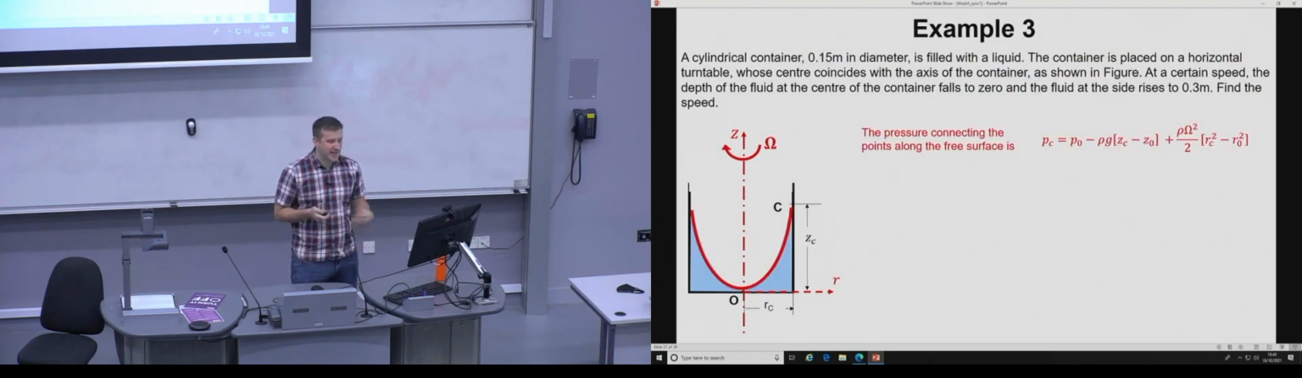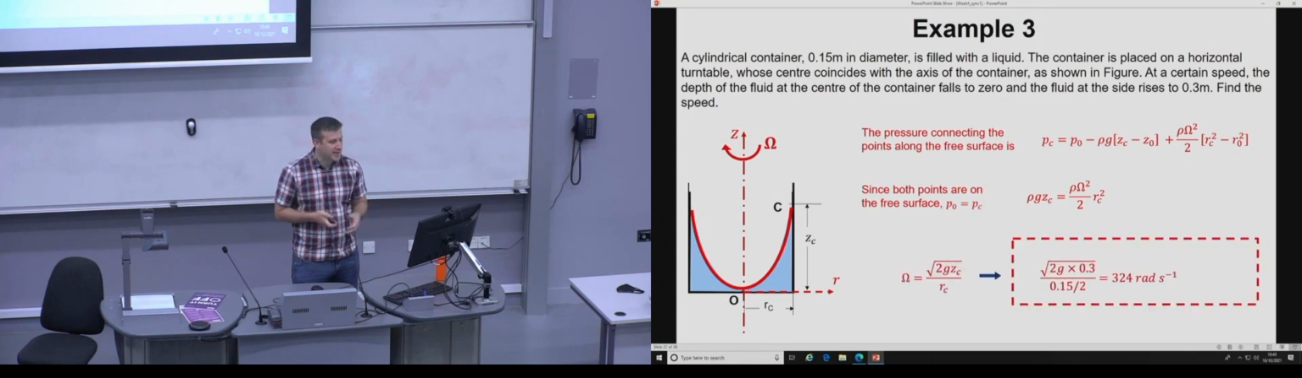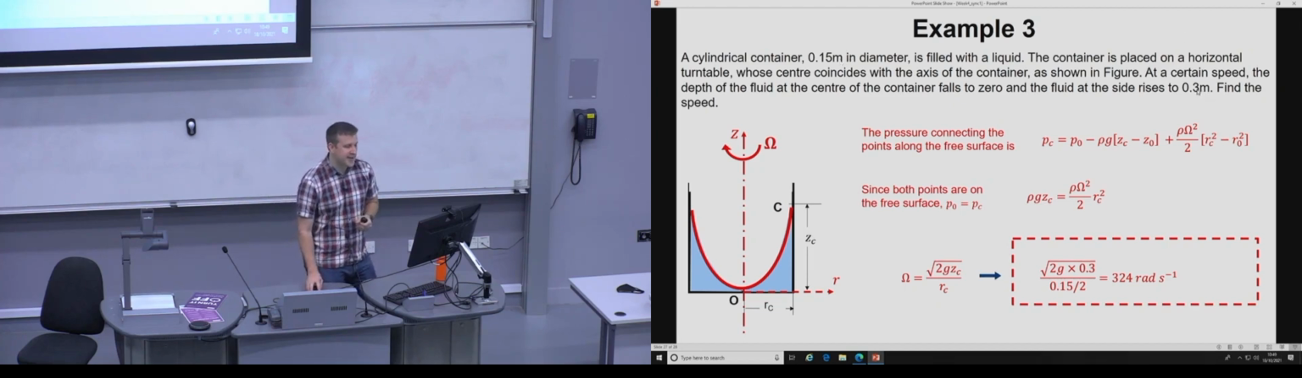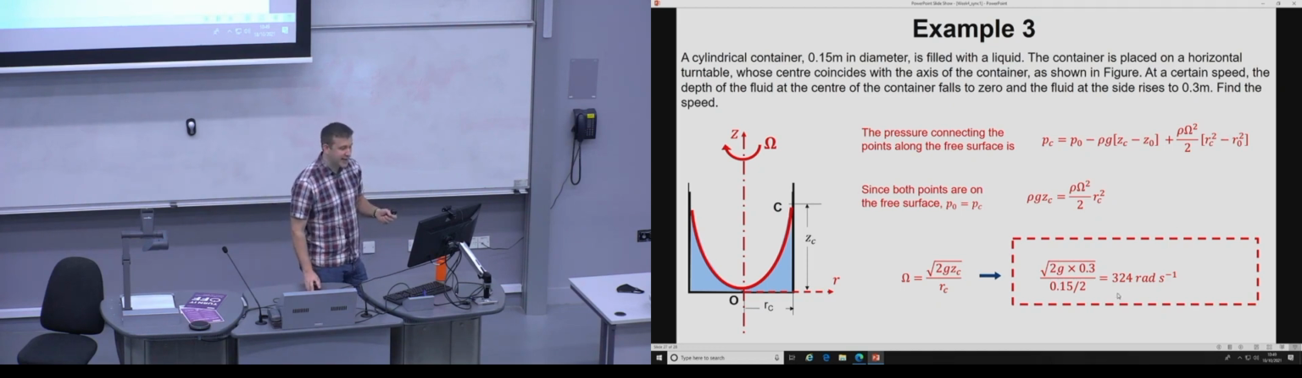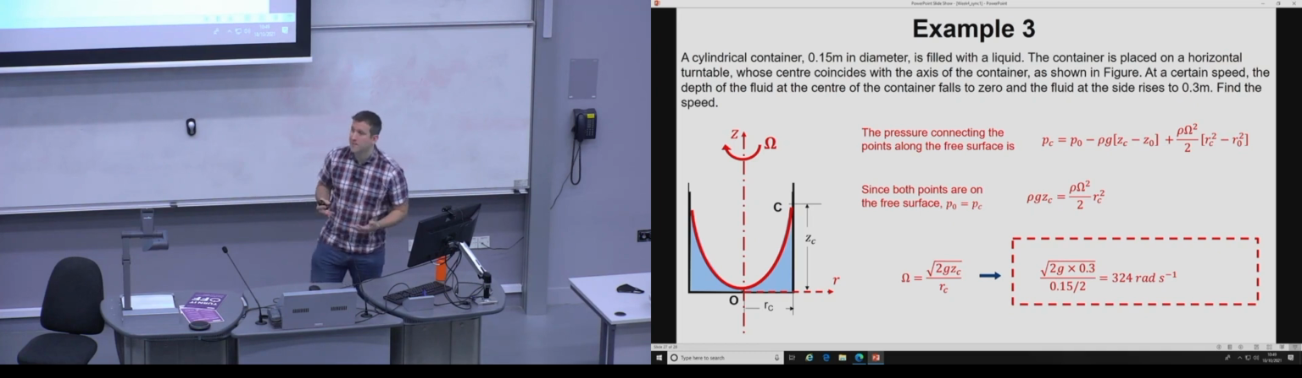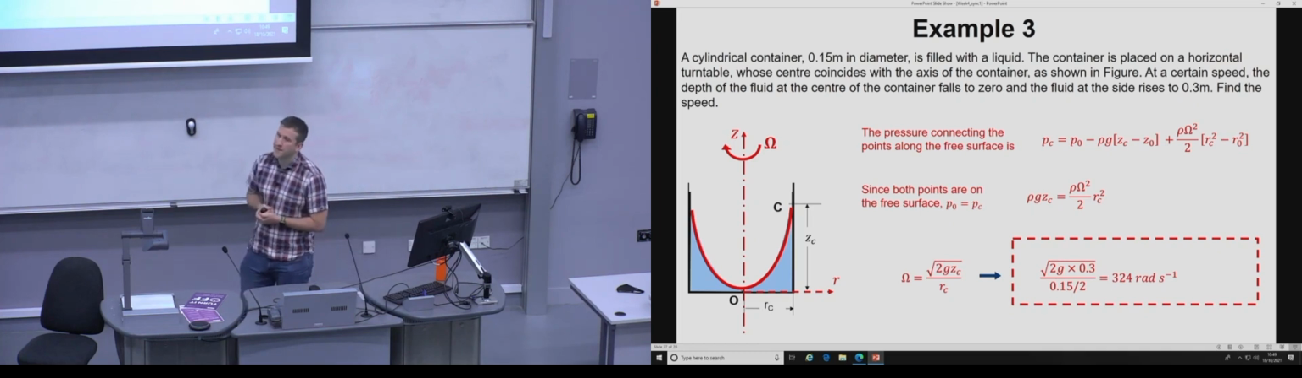And the extension of this problem is exactly the same information, except we plug numbers in this time. This time you're told that a cylindrical container has a 15 centimeter diameter, and the height at the sides of the container reaches 30 centimeters. So with that information and the expression that we've derived from the previous slide, we can calculate the angular velocity that's needed to produce that free surface.